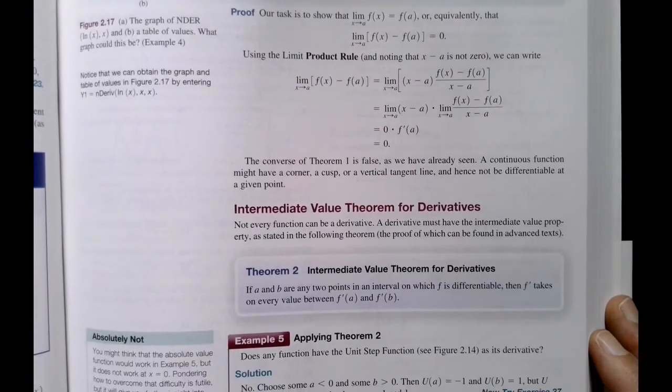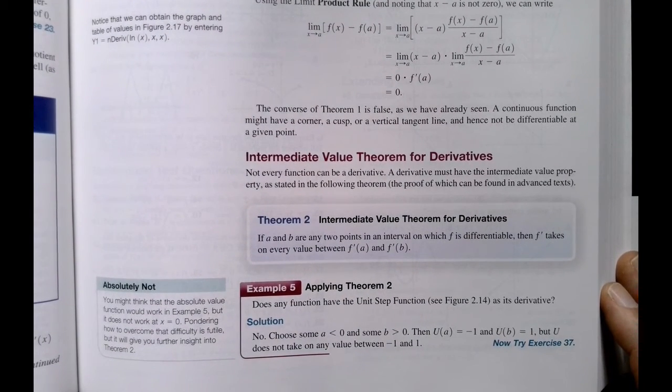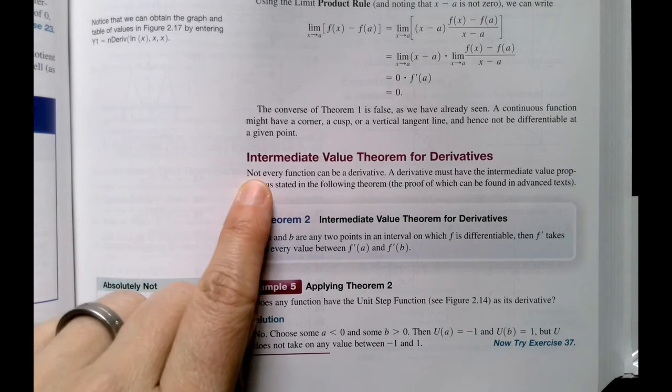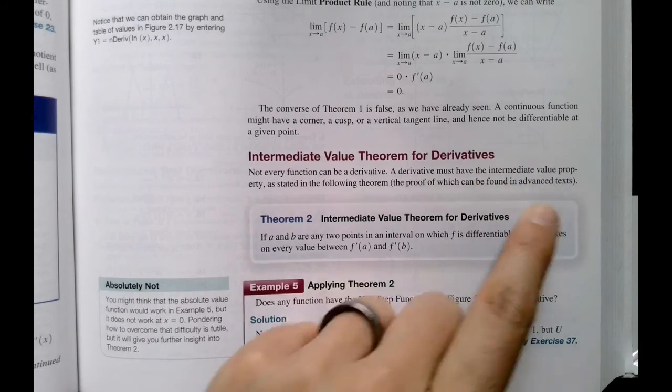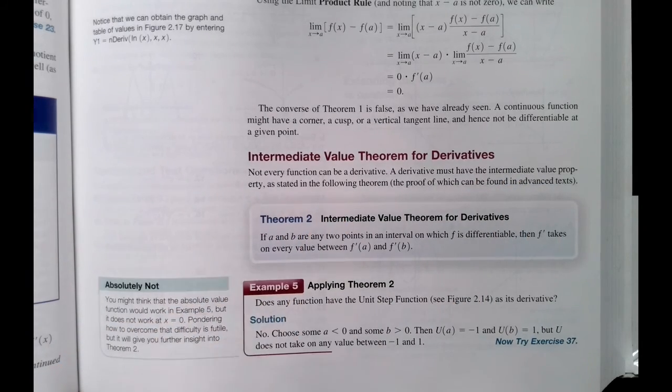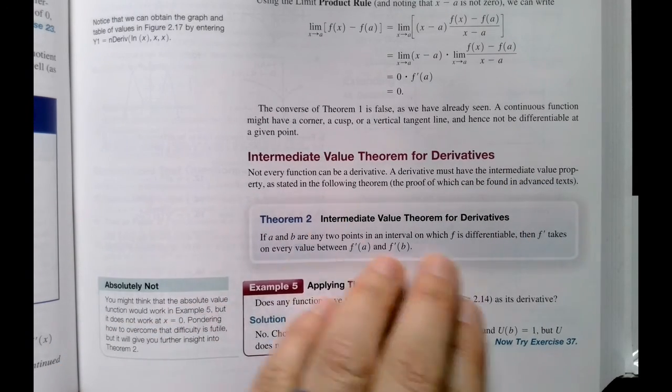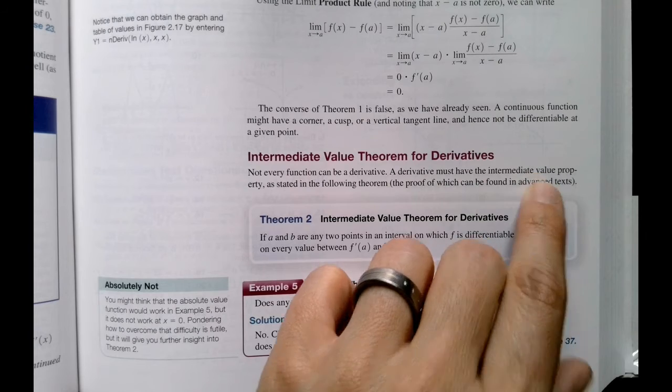Lastly, there's an item called the intermediate value theorem for derivatives. So the intermediate value theorem in general was an existence theorem. So this theorem is just talking about that not every function can be a derivative, but a derivative must have the intermediate value property as stated. So there's no proof listed for this here because, as it shows, it's in more advanced texts.